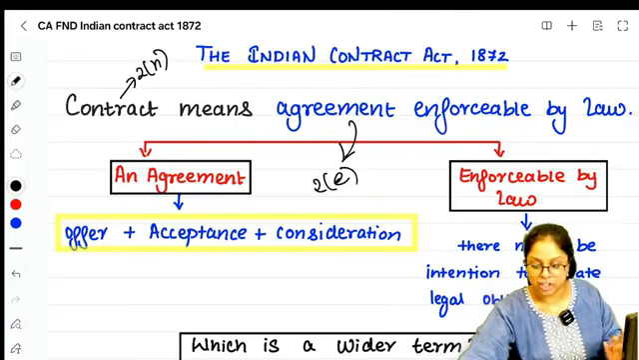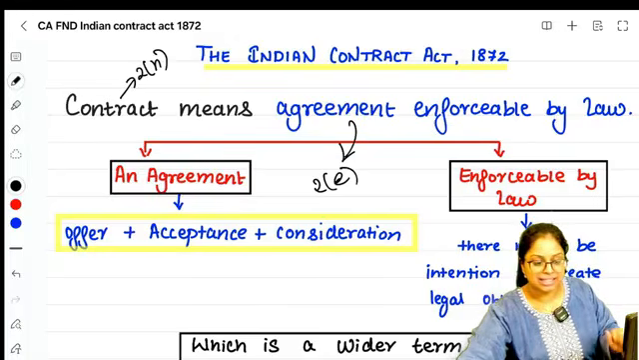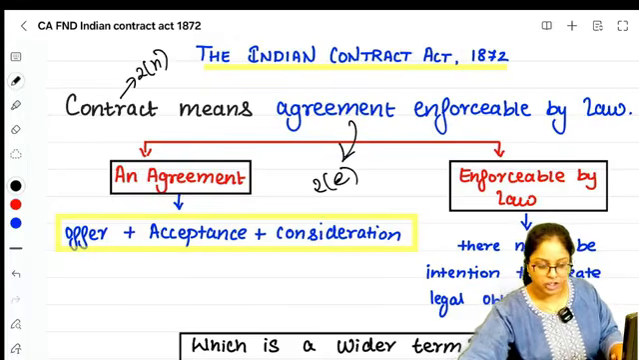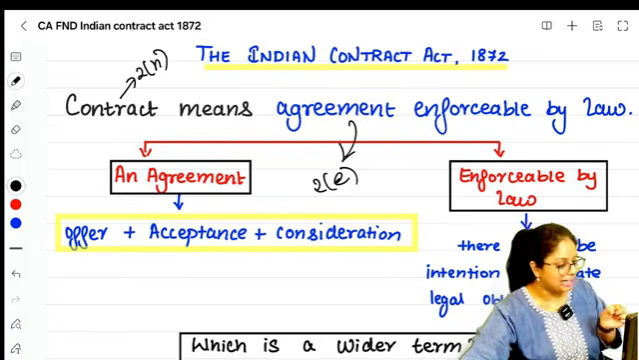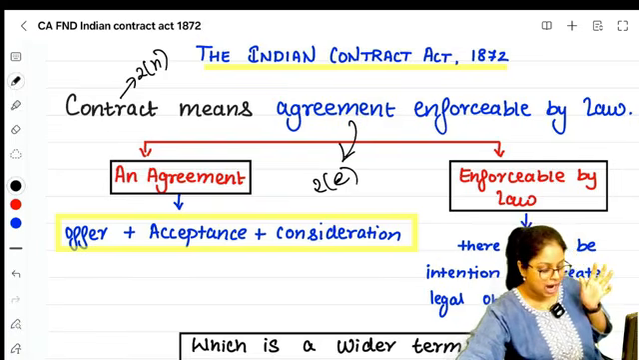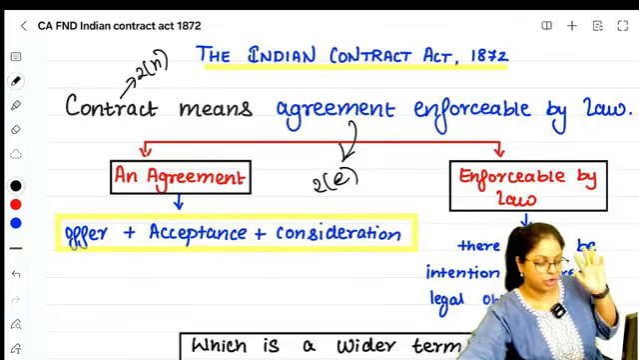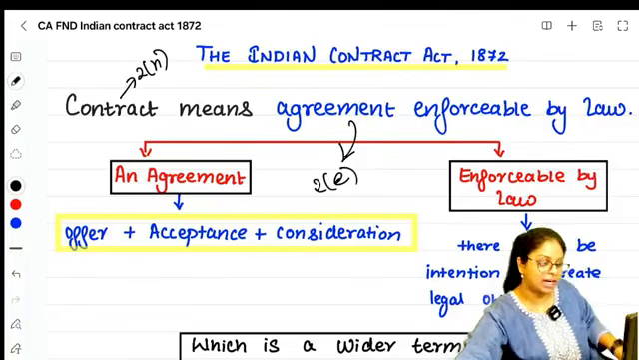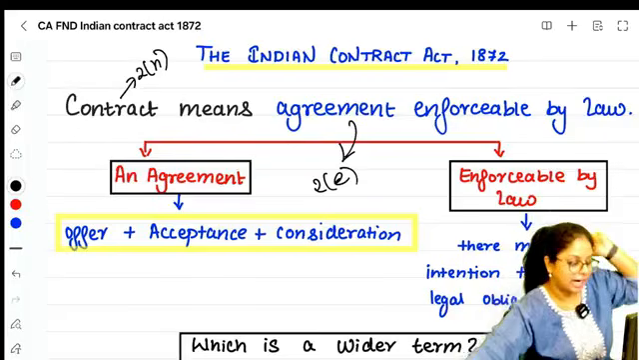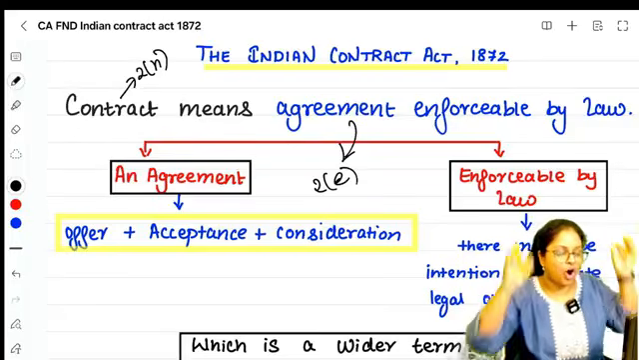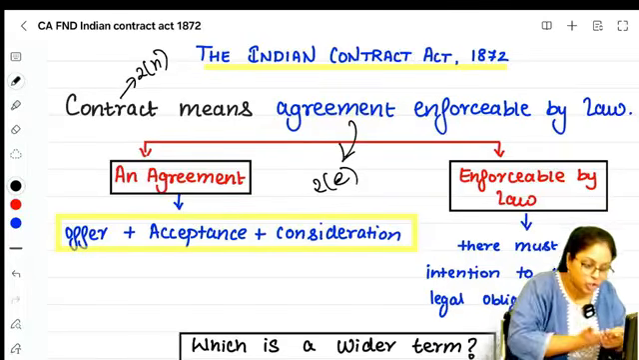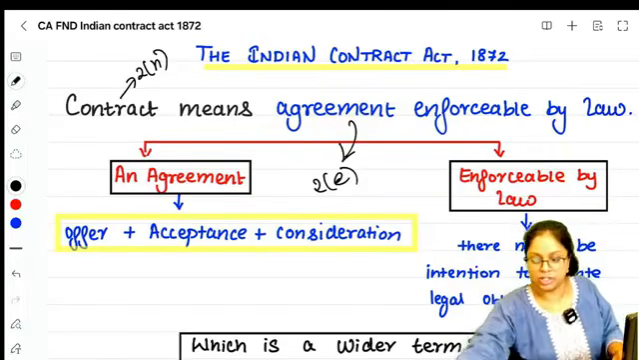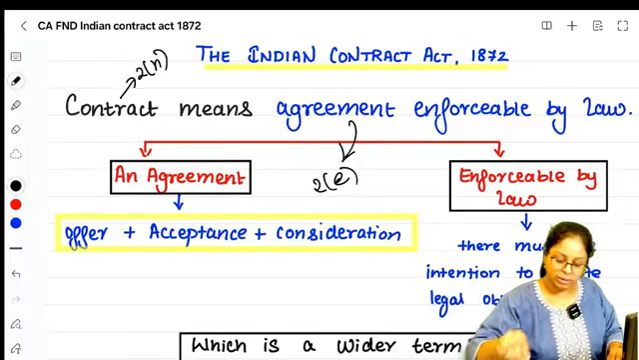Are commercial agreements contracts? Yes, because in that there is an intention to create legal obligation. So tell me whether this line is correct or wrong: all contracts are agreements, but all agreements are not contracts. Yes ma'am, it's correct. All contracts are agreements, but all agreements need not be contracts, because a social agreement is not a contract, as there is no intention to create a legal obligation.